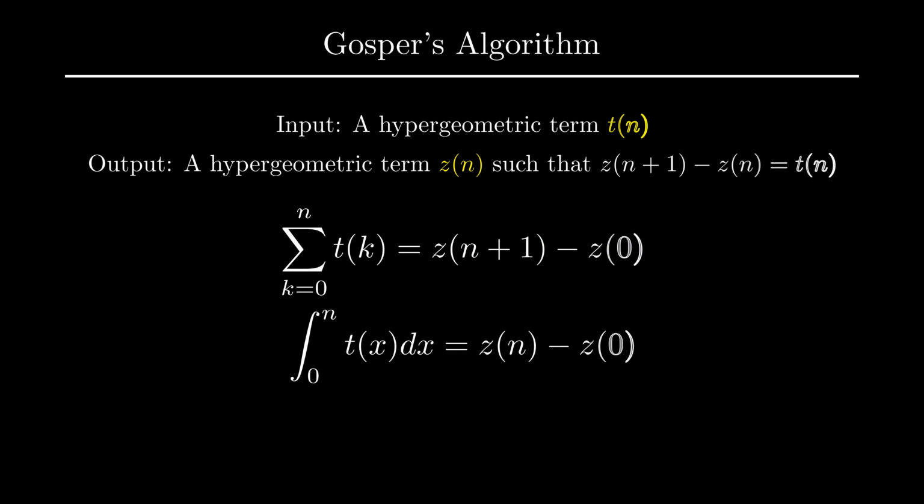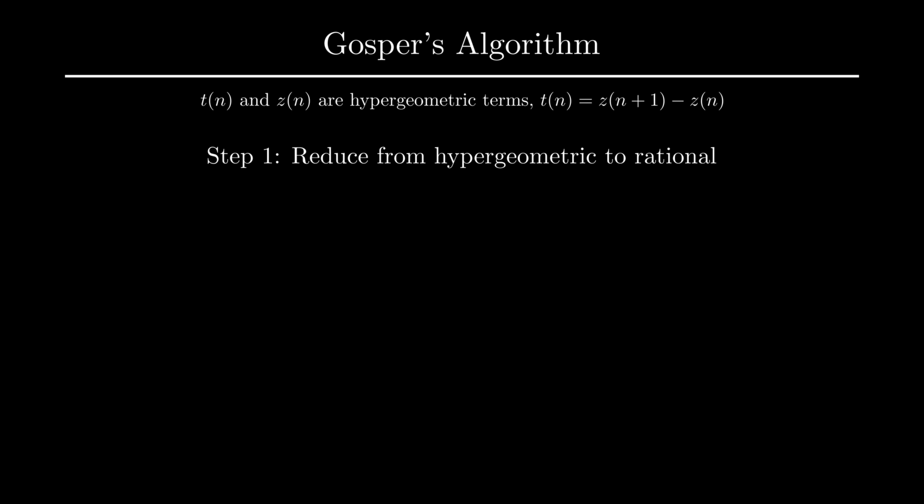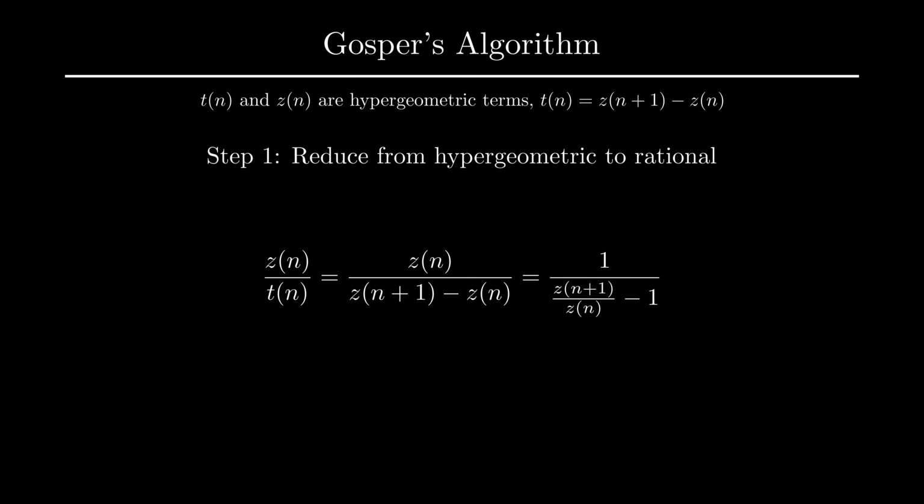Let's begin by restating that both t and z are hypergeometric terms, and that t of n equals z of n plus 1 minus z of n. The goal is to solve for z, given t. In order to achieve this, we will first try to reduce the solving of the hypergeometric term to the solving of a rational term. If we were to divide z of n by t of n, a simple substitution in some algebra gives us this. Notice that z of n plus 1 divided by z of n is rational by the definition of a hypergeometric term, and so z divided by t is clearly also rational.